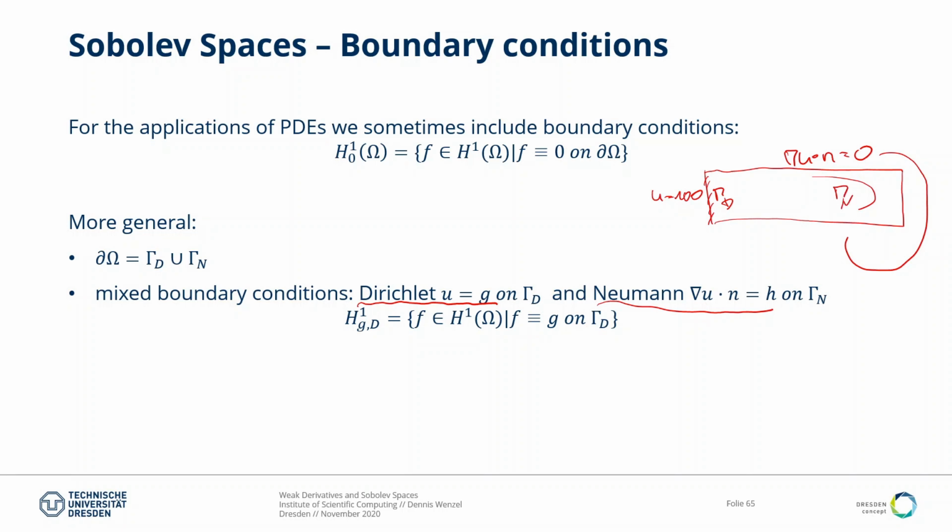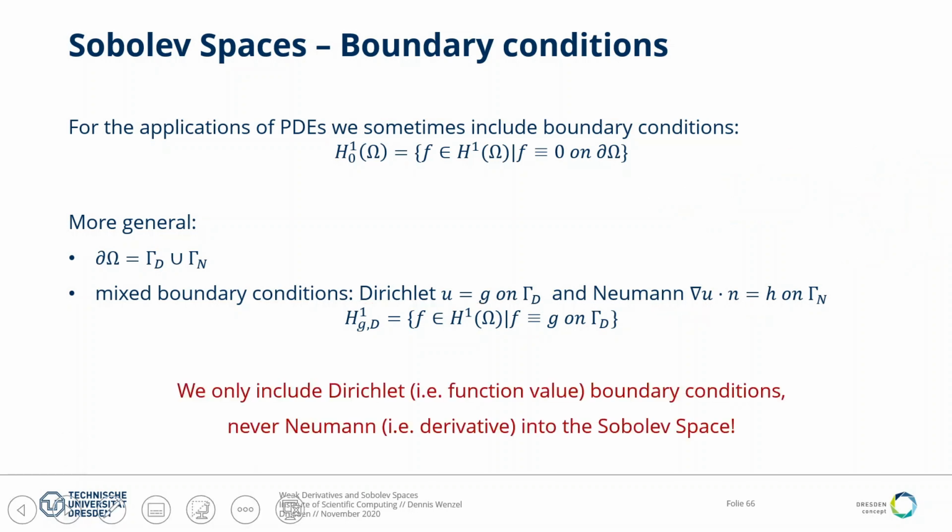And then I can define a space that precisely tells me those are all those H1 functions that fulfill my boundary condition g on my Dirichlet boundary part gamma D. Okay. Not very spectacular, but the only concept that you have to take from here is that it's useful for PDE applications to include boundary conditions into your Sobolev spaces. Okay, but only the Dirichlet boundary conditions, never the Neumann boundaries, because that kind of doesn't make sense.